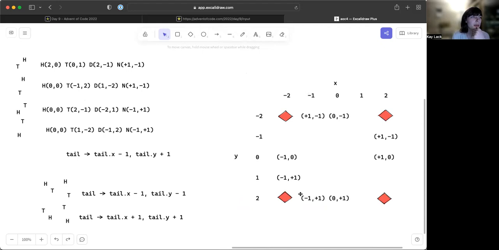What about -1 and then 2? Yeah, this one. And then the tail's got to move 1 left, 1 down. That's right. And then +1, -1.